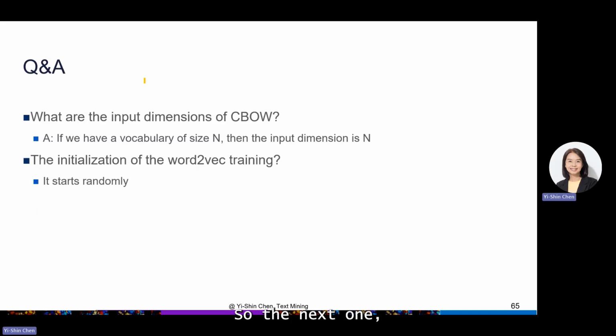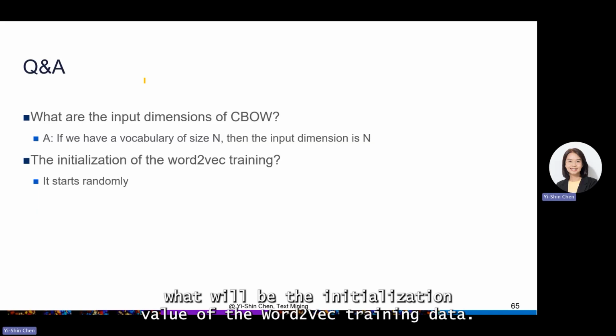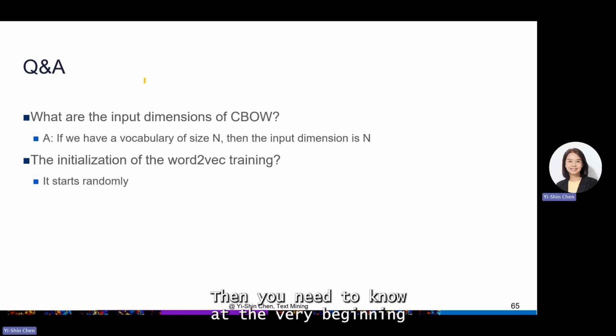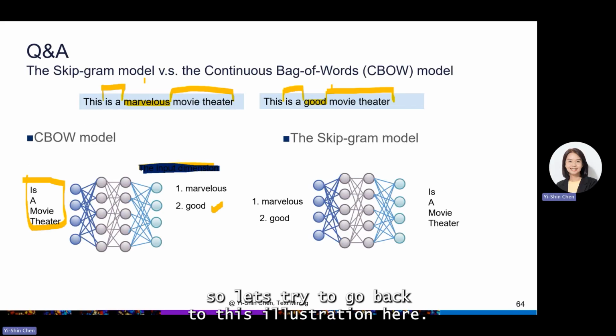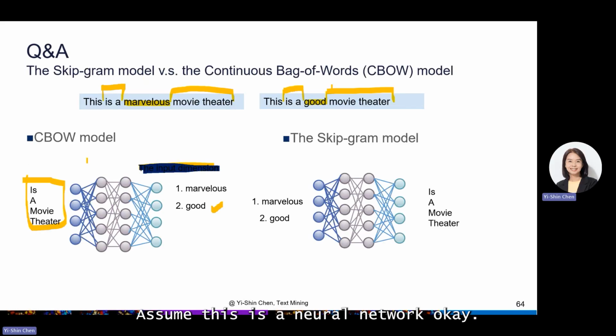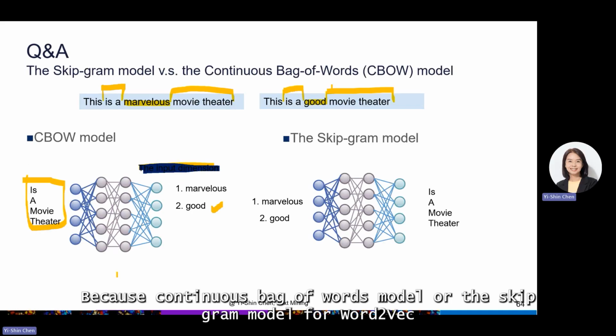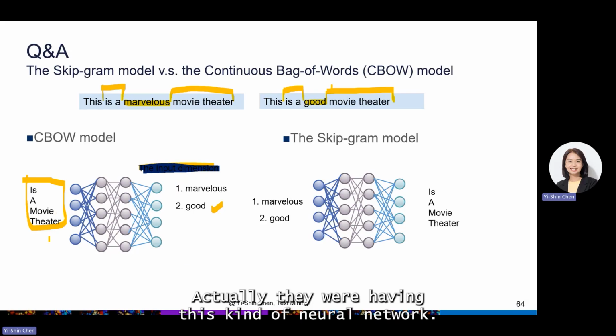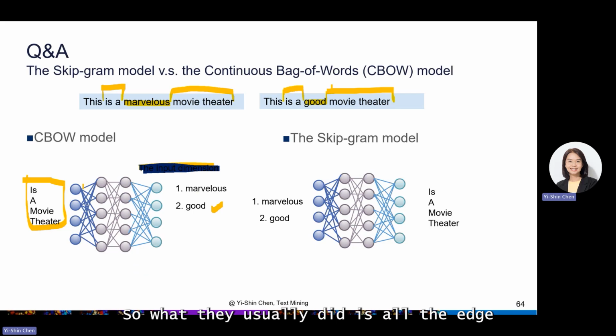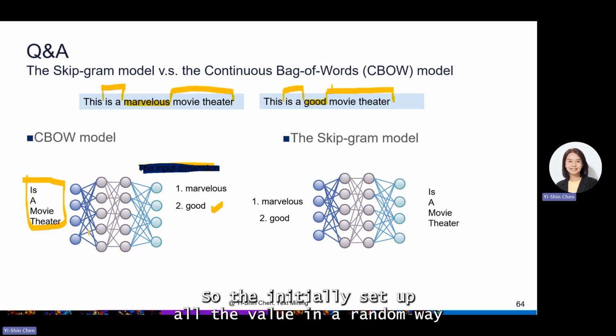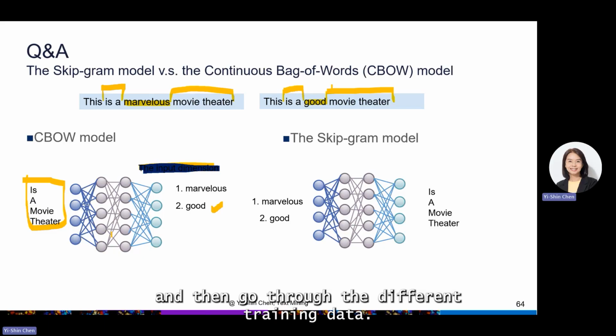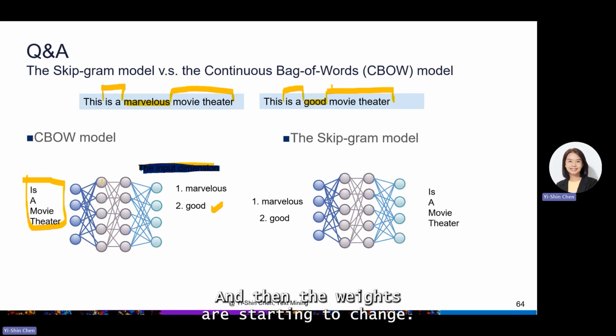Okay, the next one: what would be the initialization value of the word2vec training? You need to know at the very beginning. Let's go back to this illustration. Assume this is a neural network, because the continuous bag-of-words model or skip gram model for word2vec have this kind of neural network. What they usually do is start all the weights in a random way. They initially set up all the values randomly, then go through the different training data, and the weights start to change.